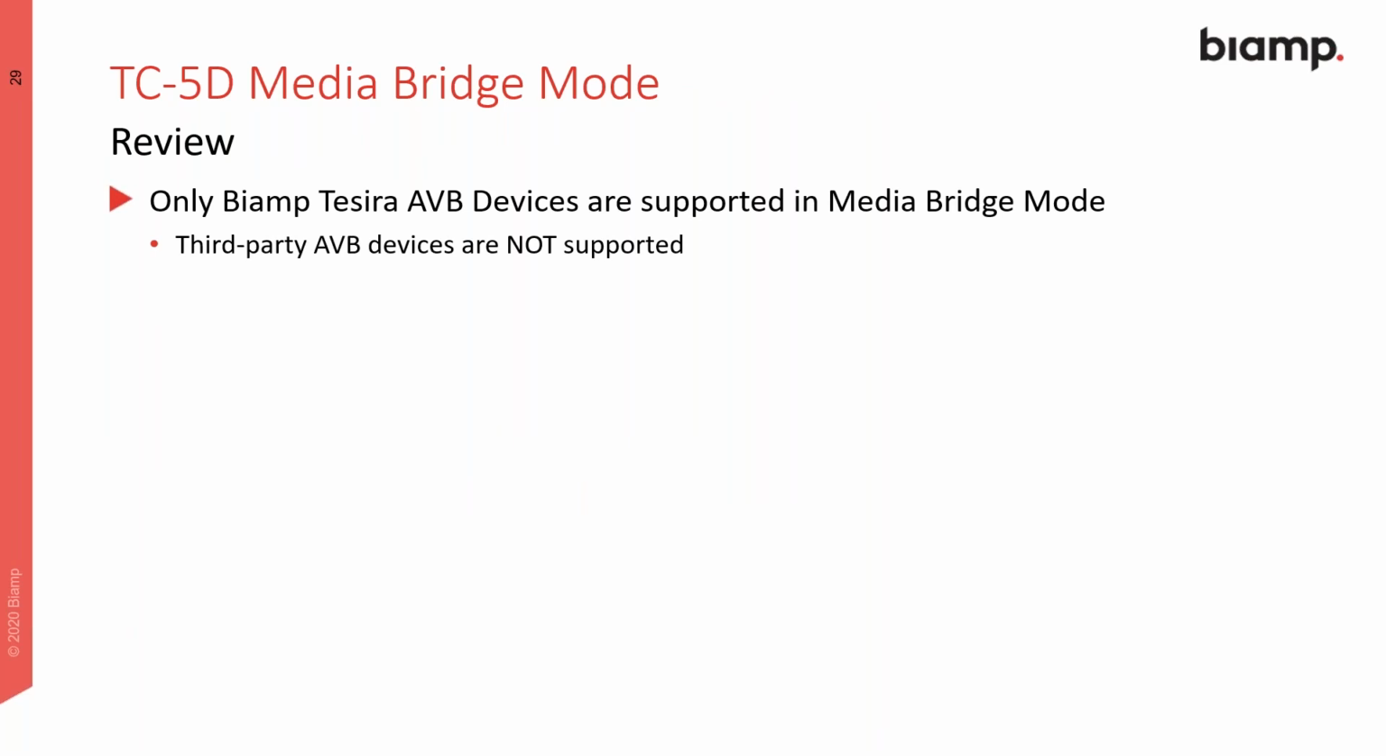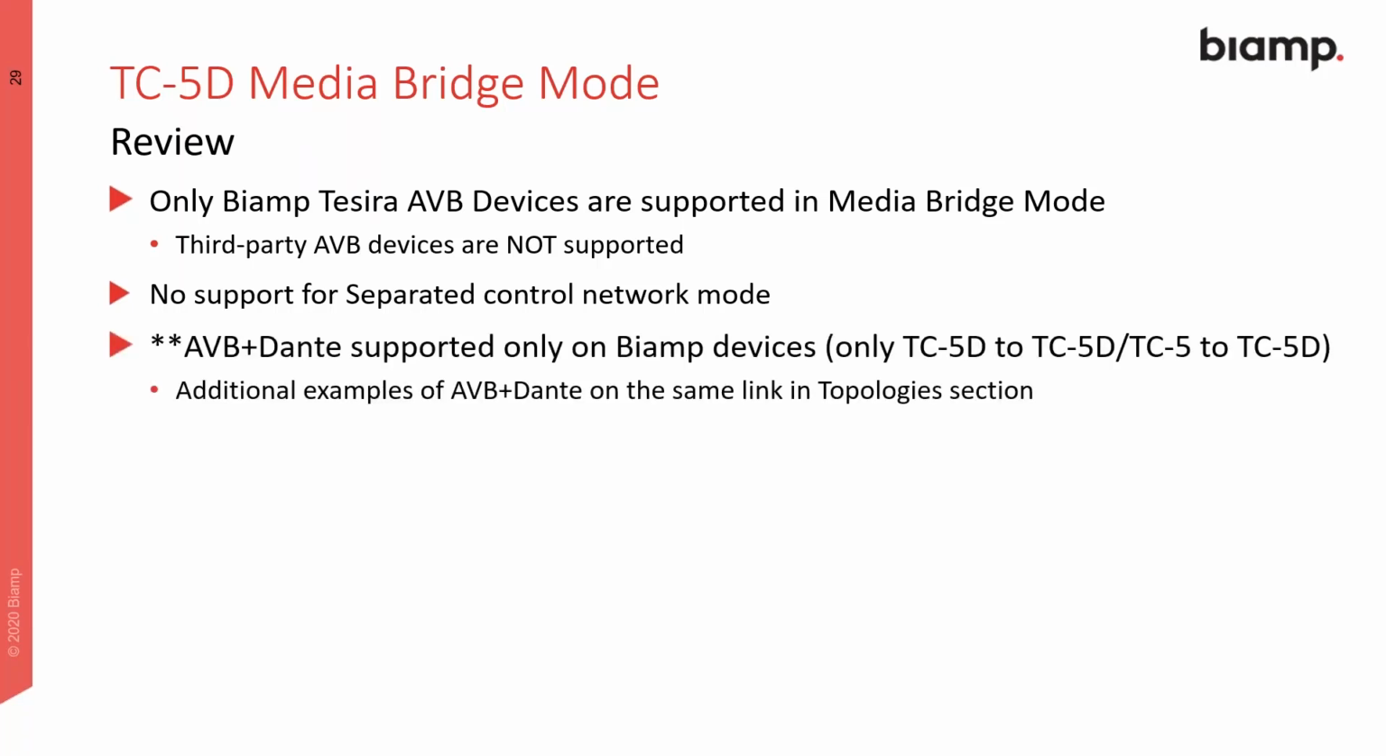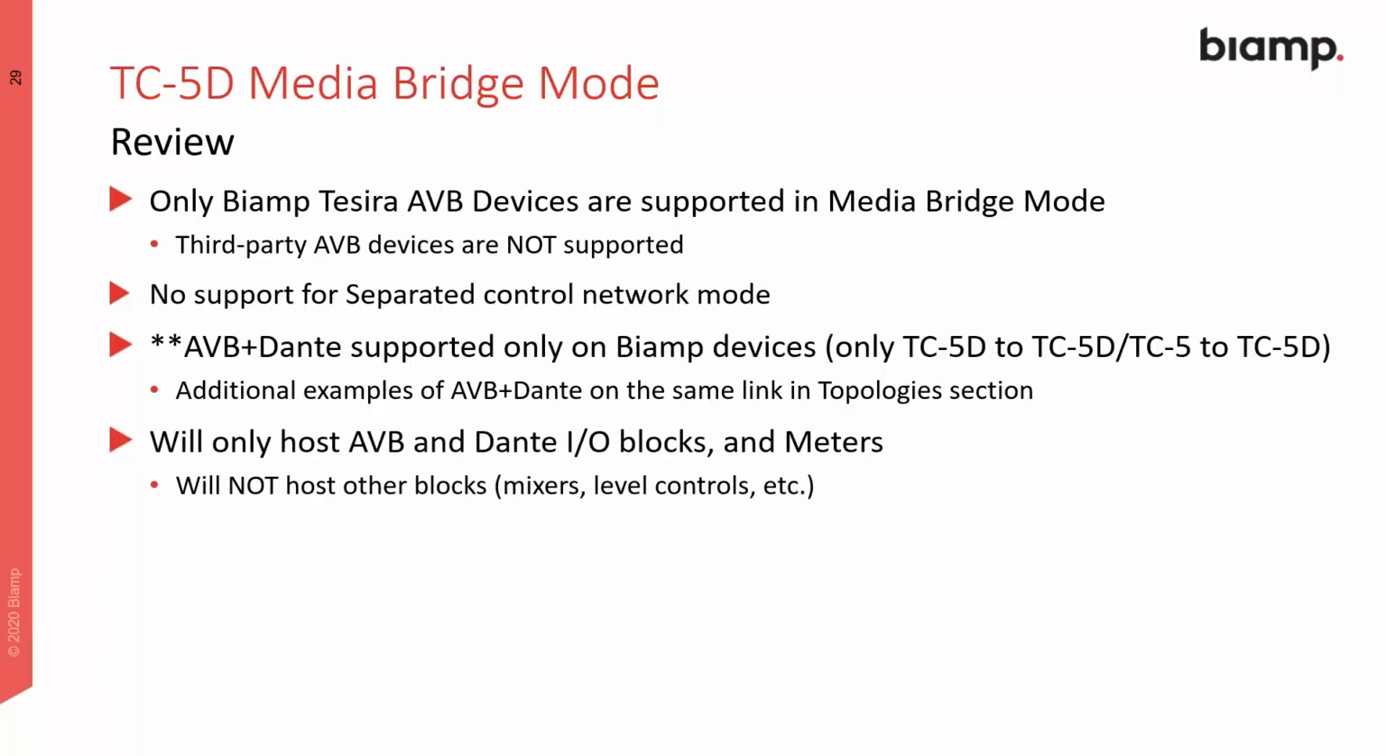So as a review, only Biamp Tesira AVB devices can support it in the media bridge mode. Third-party AVB devices are not supported. It does not support the control network mode, so you cannot have a separated control from the AVB. So you should have a converged mode. Dante and AVB are supported only from TC5D to TC5D, or TC5D to a TC5, or vice versa. So you cannot have a third party switch in between. You need to have a direct connection between both of them. The TC5D will only host the AVB and Dante IO blocks, and meters, but will not host any mixer, level control, etc.